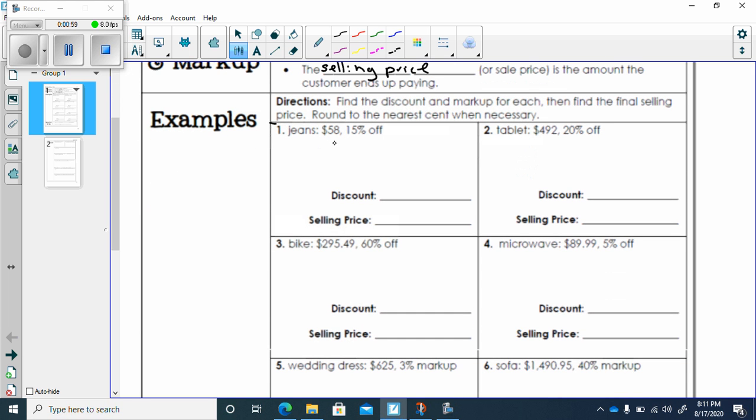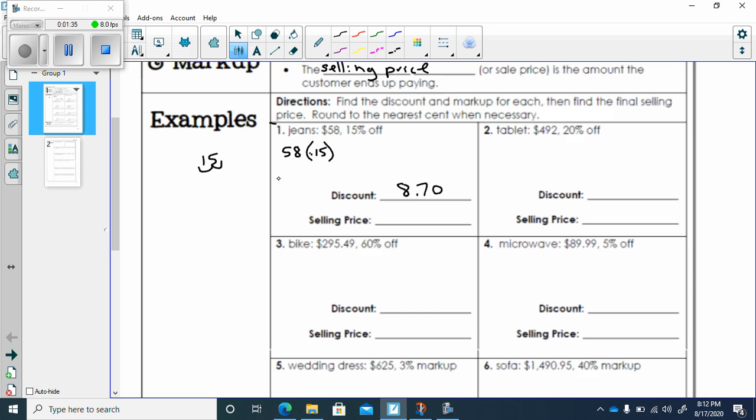If we have jeans that sell for $58 and we're going to get 15% off, I need to find 15% of 58 and subtract it from it, right? So here's where we start, with $58. Now let's find 15% of it. That means we multiply this by 15%. 15% as a decimal, you move it two places, so it's 0.15. 58 times 0.15 gives me $8.70. So my discount is $8.70.